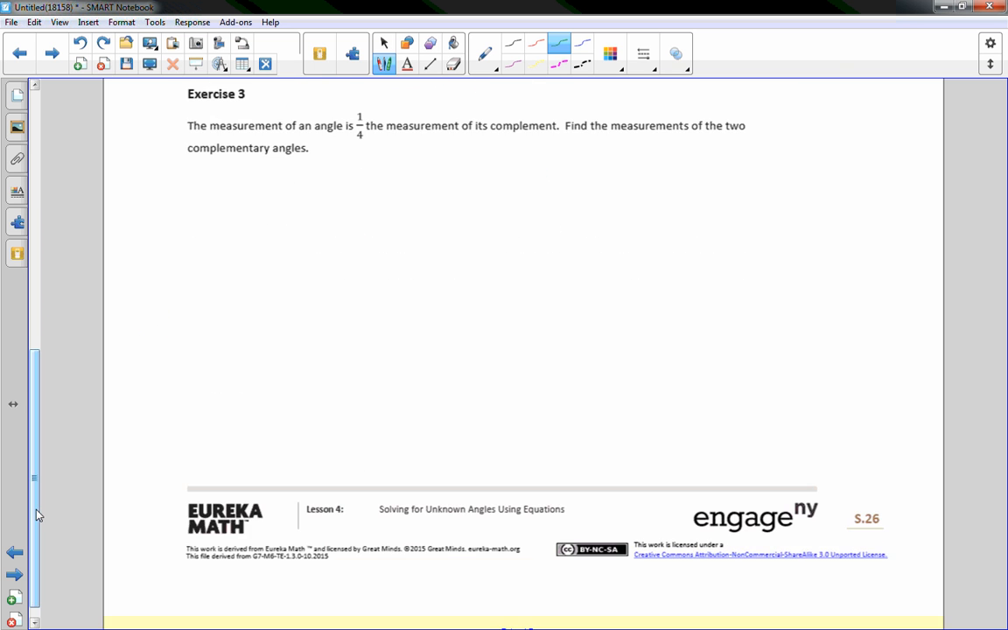Exercise 3. The measurement of an angle is 1/4 the measurement of its complement. Find the measurements of the two complementary angles. Okay, pause the video, see if you can do this, come back and check your solution. So now I look at this word here, I see complement, and I'm going to put a little note up here. That means angles add up to 90 degrees. The measure of an angle is 1/4 of the measure of its complement.